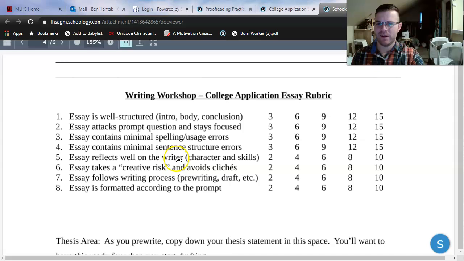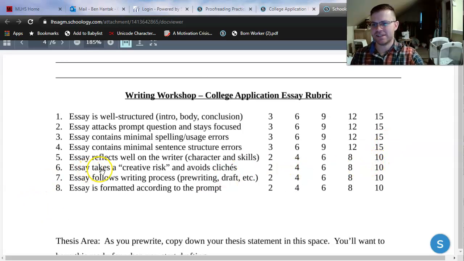Essay reflects well on your character and skills. I know that's a really loose rubric entry right there, but because college application essays have to represent you well, that is one thing I'll be looking for in this essay, and I will be brutally honest if it does not reflect well on you. Something to change before you actually send this off to a college.